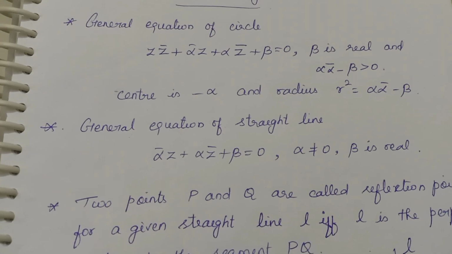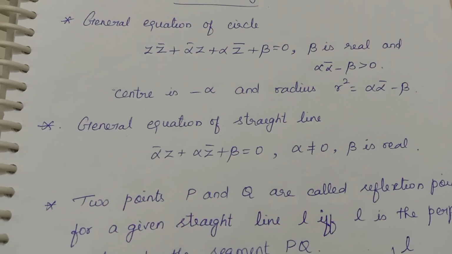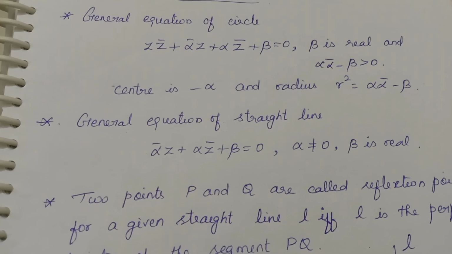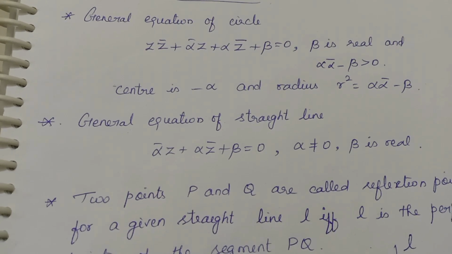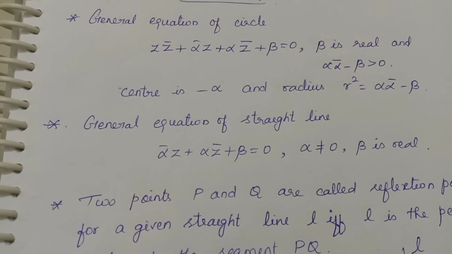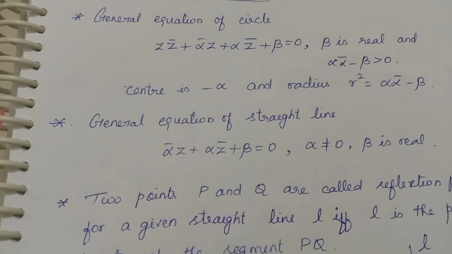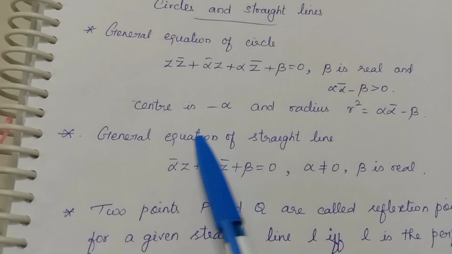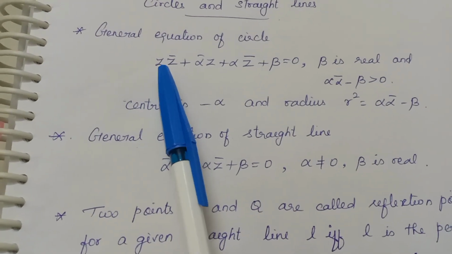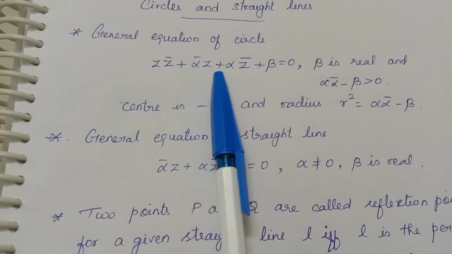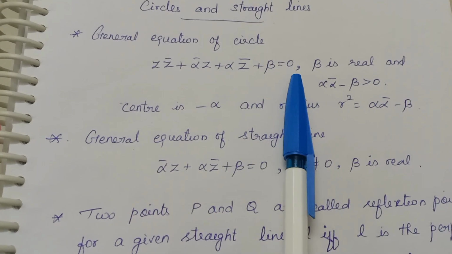In coordinate geometry, you have studied the equation of a circle as (x minus a) the whole square plus (y minus b) the whole square equal to r square, isn't it? Where (a, b) represents the center and r denotes the radius. In the same way, in the complex plane, we represent the circle in the form z z bar plus alpha bar z plus alpha z bar plus beta equal to 0.